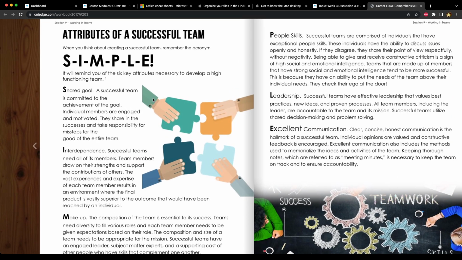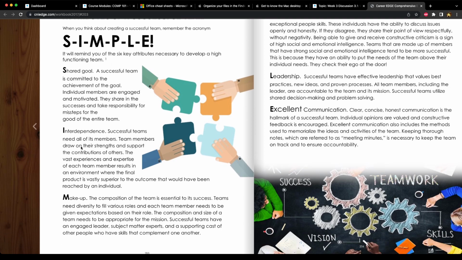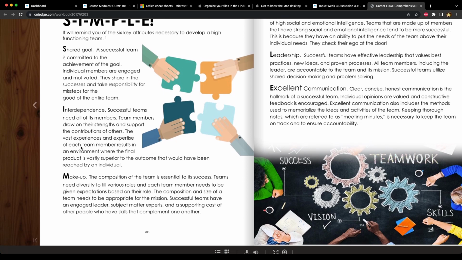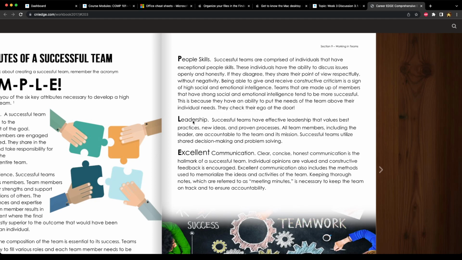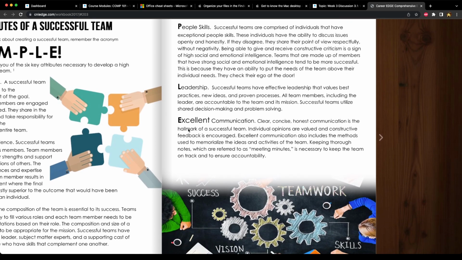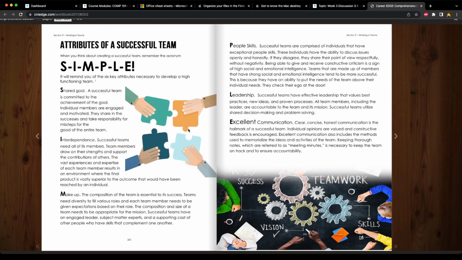So again, attributes of a successful team. When you think about creating a successful team, remember the acronym SIMPLE. It will remind you of the 6 key attributes necessary to develop a high-functioning team. So the S is for shared goal, the I is for interdependence, M is for makeup, P is for people skills, then we have L for leadership, and finally E for excellent communication. There's a lot of things that come together when trying to make a perfect team.